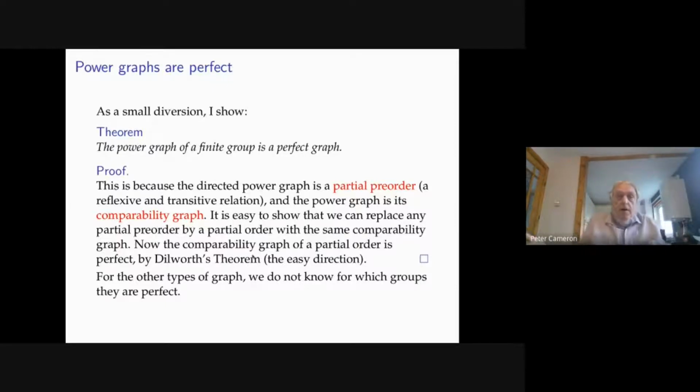For other kinds of graphs, we know that for, let's say, the commuting graph or the generating graph, they're universal. Every finite graph is an induced subgraph. So even asking which ones are perfect is a non-trivial question. And those are all very good questions that I'd like to see answers to. So for all the graphs that I've been telling you about, when are they perfect? When are they cographs? I think those are important problems.